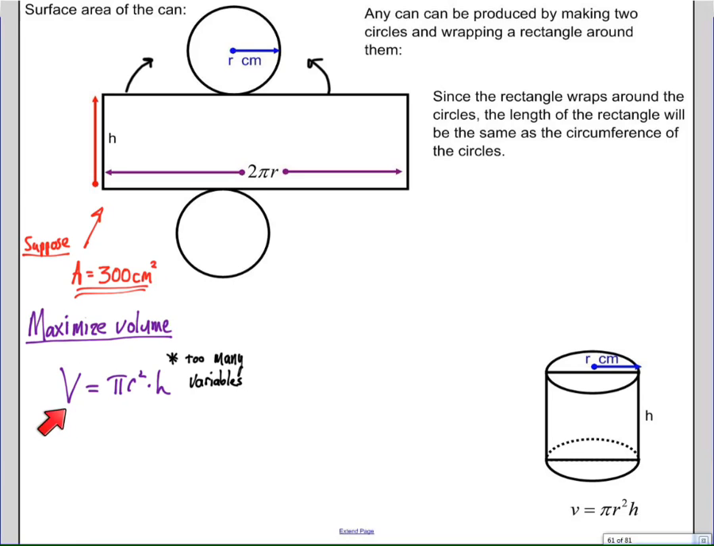First of all, when I look at my volume, the volume is a function of the radius and the height. There's nothing in the volume about surface area. So what we have to do is try to see if there's a way to connect the surface area to the volume. The other thing we need to do is to try to find a way to write volume so that it only has one variable, not two variables, determining its value.